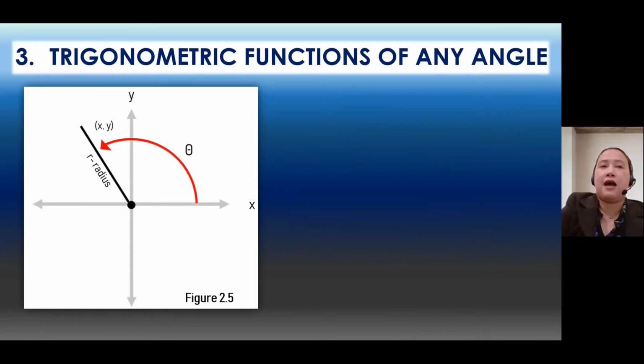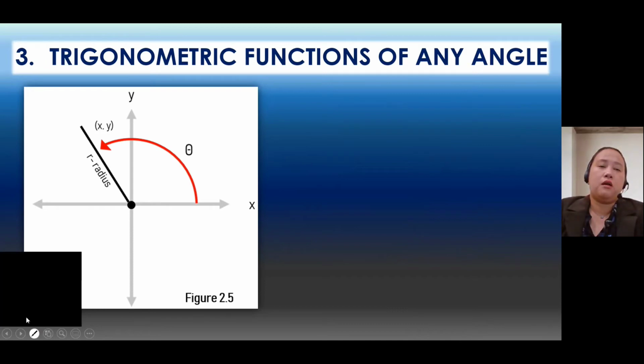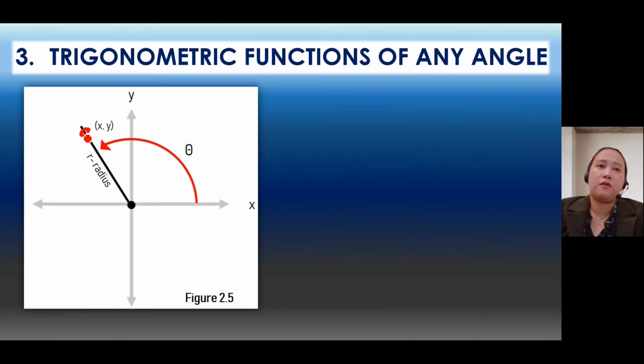And since we are talking of the angle, you can see here in our illustration, other than the point, in which we have the coordinates x and y, you can also see the radius from the origin towards the point. And then you can see here the angle. This is an angle in standard position.